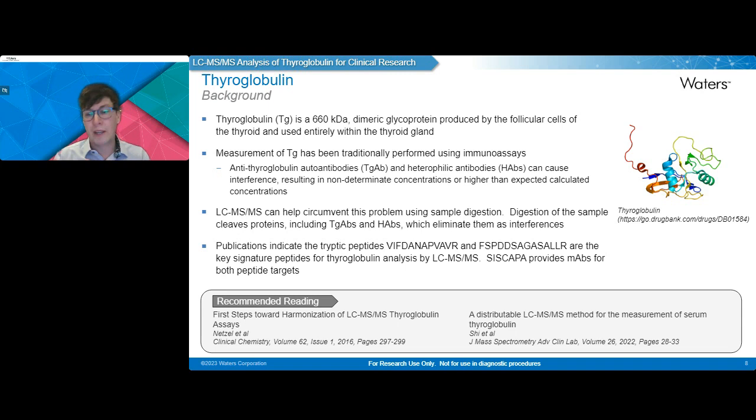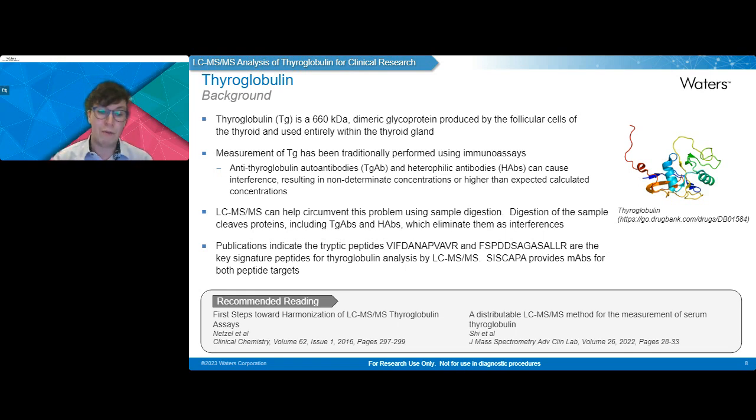So publications around this thyroglobulin analysis by LC-MS/MS typically focus on the tryptic peptides VIF and FSP, which I've shown here in terms of the longer sequence information. And they're fairly key signature peptides for analysis by LC-MS/MS. And it just so happens that there is SISCAPA material for both these target peptides, which can help improve the sensitivity of the measurement compared to just doing a direct digest analysis following tryptic digestion.